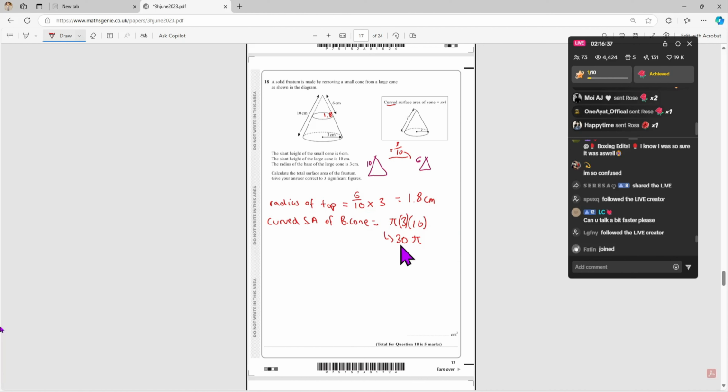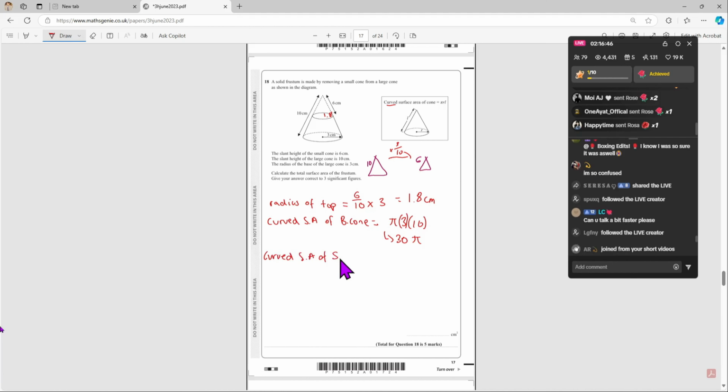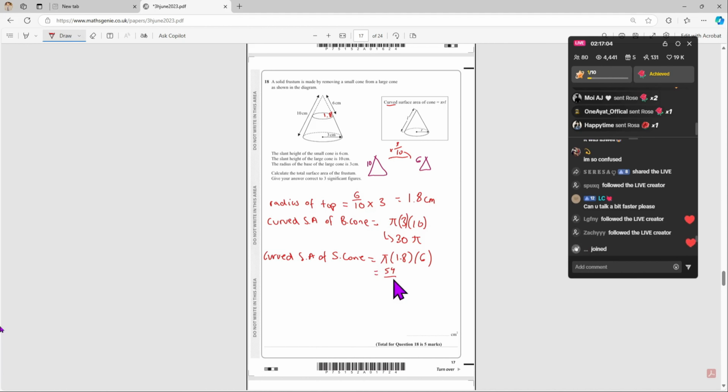Now we're going to work out the curved surface area of the small cone. The curved surface area of the small cone is equal to pi, then the radius of the small cone, 1.8, and then the slanted height, 6, as I told you in the question. When you put this into your calculator, in terms of pi you get 54 over 5 pi.